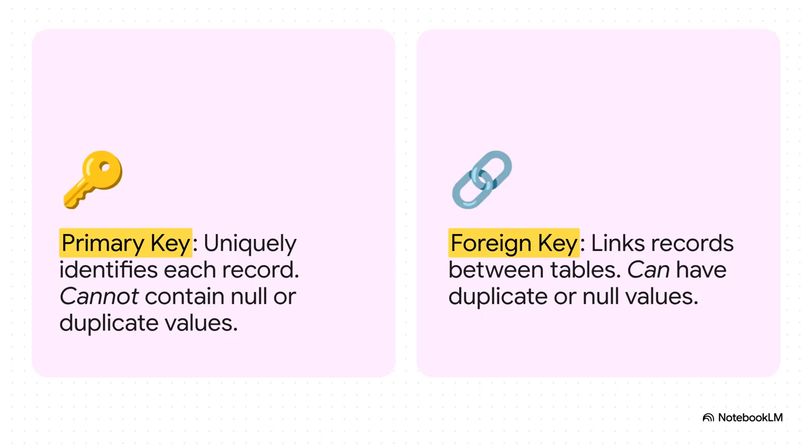So let's break that down. A primary key is the unique ID in its home table. It can't be blank, and it can't be repeated, period. A foreign key, on the other hand, is just a copy of that primary key living in a different table to build that bridge between them. And it can be repeated, right? Because one customer can obviously have more than one order.